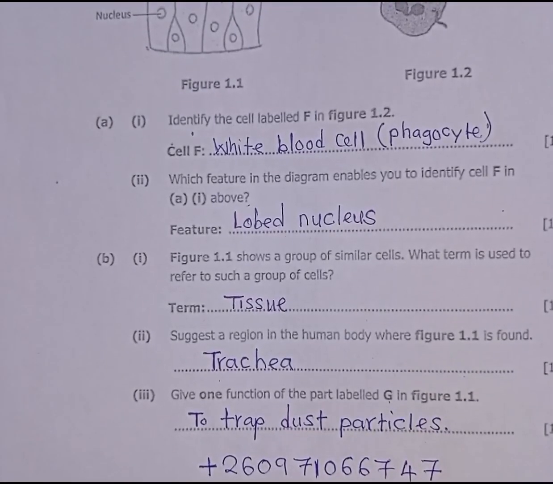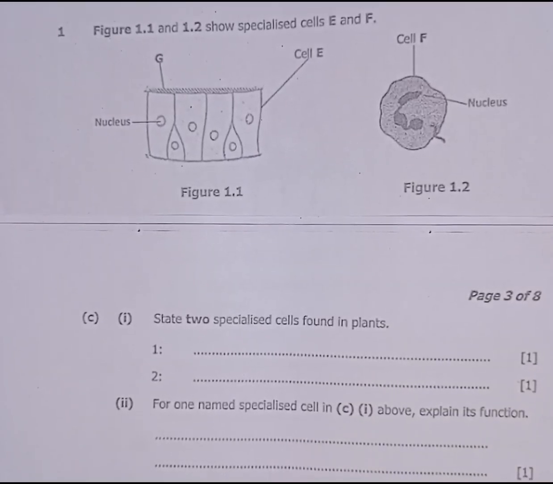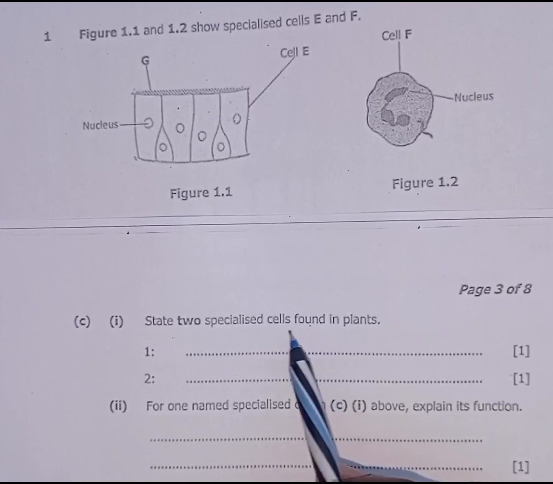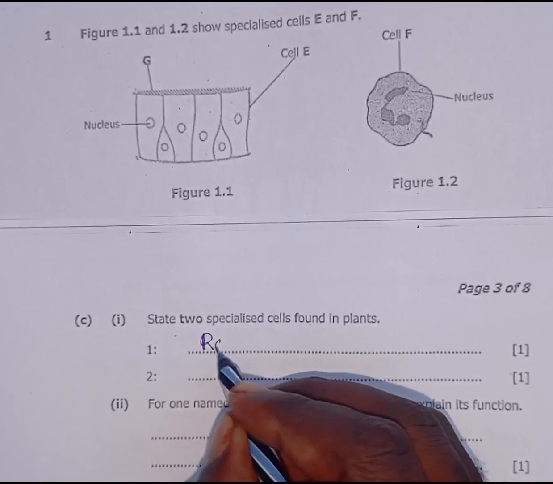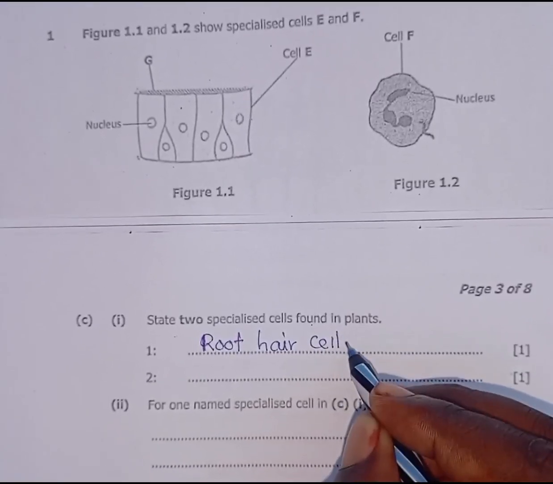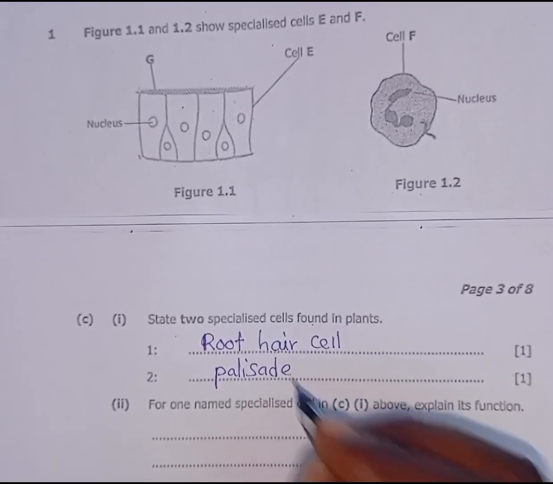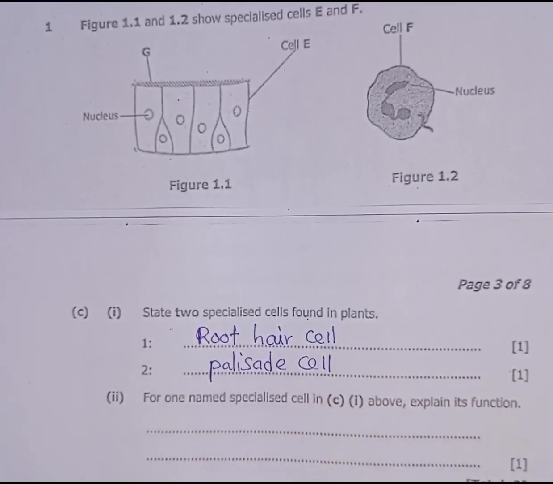So we now move on to the next part. This is the last part, C. The question is saying, state 2 specialized cells found in plants. We've got a lot of specialized cells that are found in plants. One of them, these simple ones, we can just say root hair cell. Then we can also talk of a palisade cell. These are guard cells. There are a lot, so just mention them.